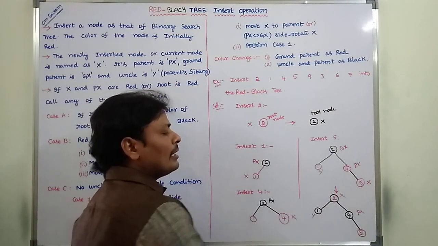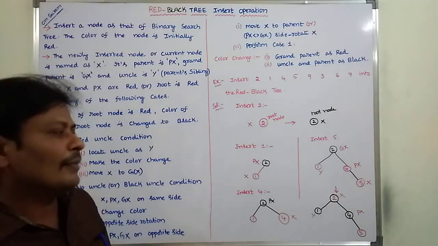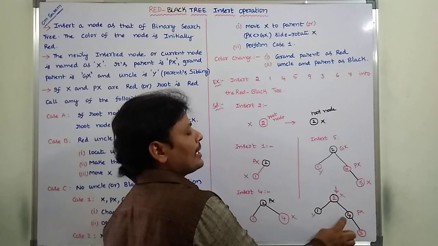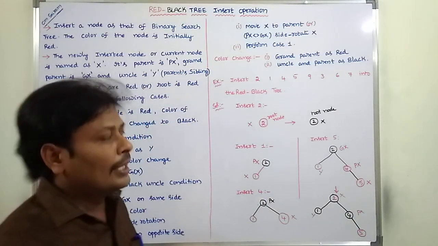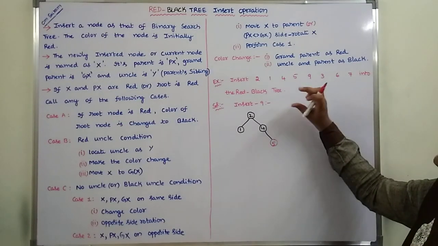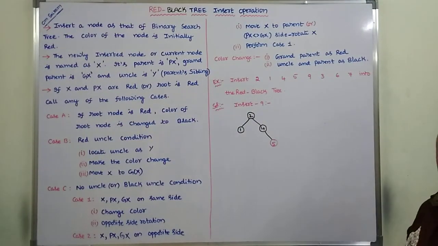It satisfies the binary search property. Okay, so 1 is less than 2, 4 is greater than 2, 5 is greater than 4. Okay, now we go for inserting an element, 9. Insert the next element, that is 9.